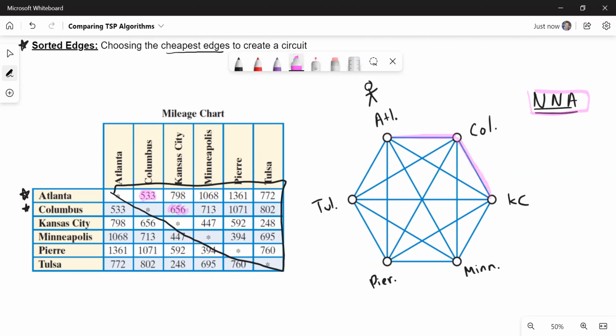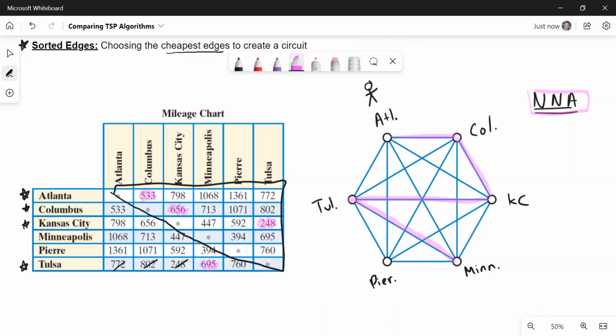Right now, I'm just going around the perimeter of my graph. Now I'm in Kansas City, so I'm looking at this third line. I've already been to Atlanta and Columbus, so of the ones that remain, the cheapest one is Tulsa at 248. So I'm going to connect Kansas City to Tulsa, going through the middle of my graph here. Now I'm at the Tulsa line, which is the bottom line in my table. Now remember, I don't want to revisit a city until I've completed all of them. So I don't want to go to Atlanta. I don't want to go to Columbus. I don't want to go to Kansas City. It's between Minneapolis or Pierre. And of those two, the cheapest is Minneapolis. So I'll travel there next.